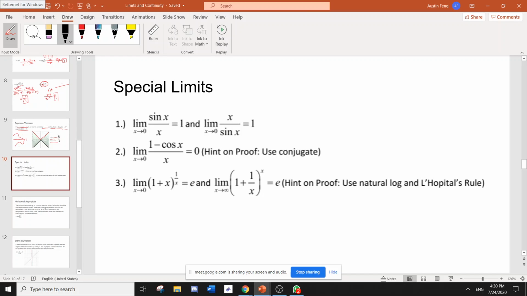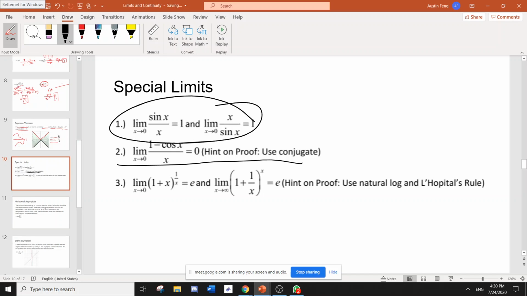The limit as x goes to 0 of 1 minus cosine x over x is equal to 0. And the limit as x goes to 0 of (1 plus x) to the 1 over x is equal to e. And the limit as x goes to infinity of (1 plus 1 over x) to the x is equal to e. So let's prove the second special limit using the first one.